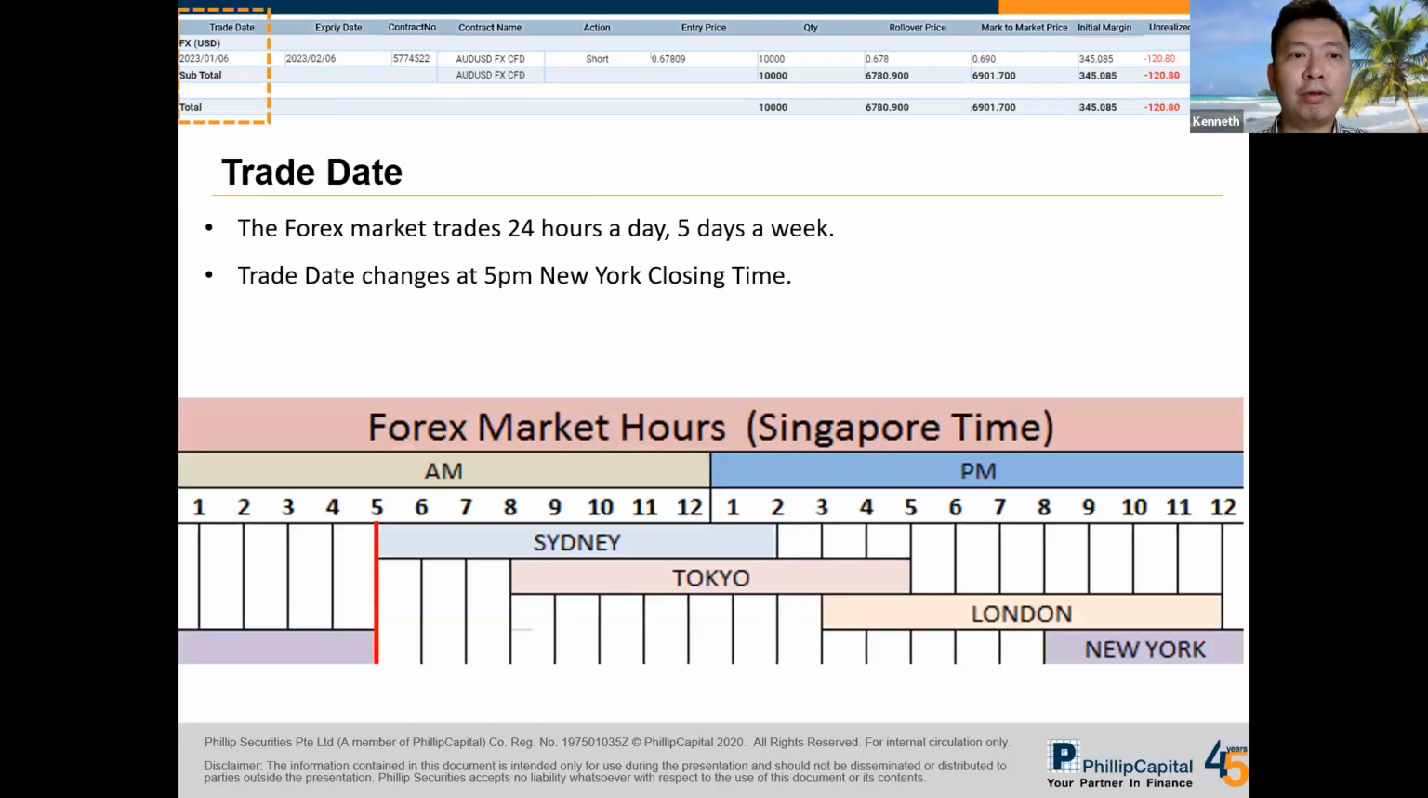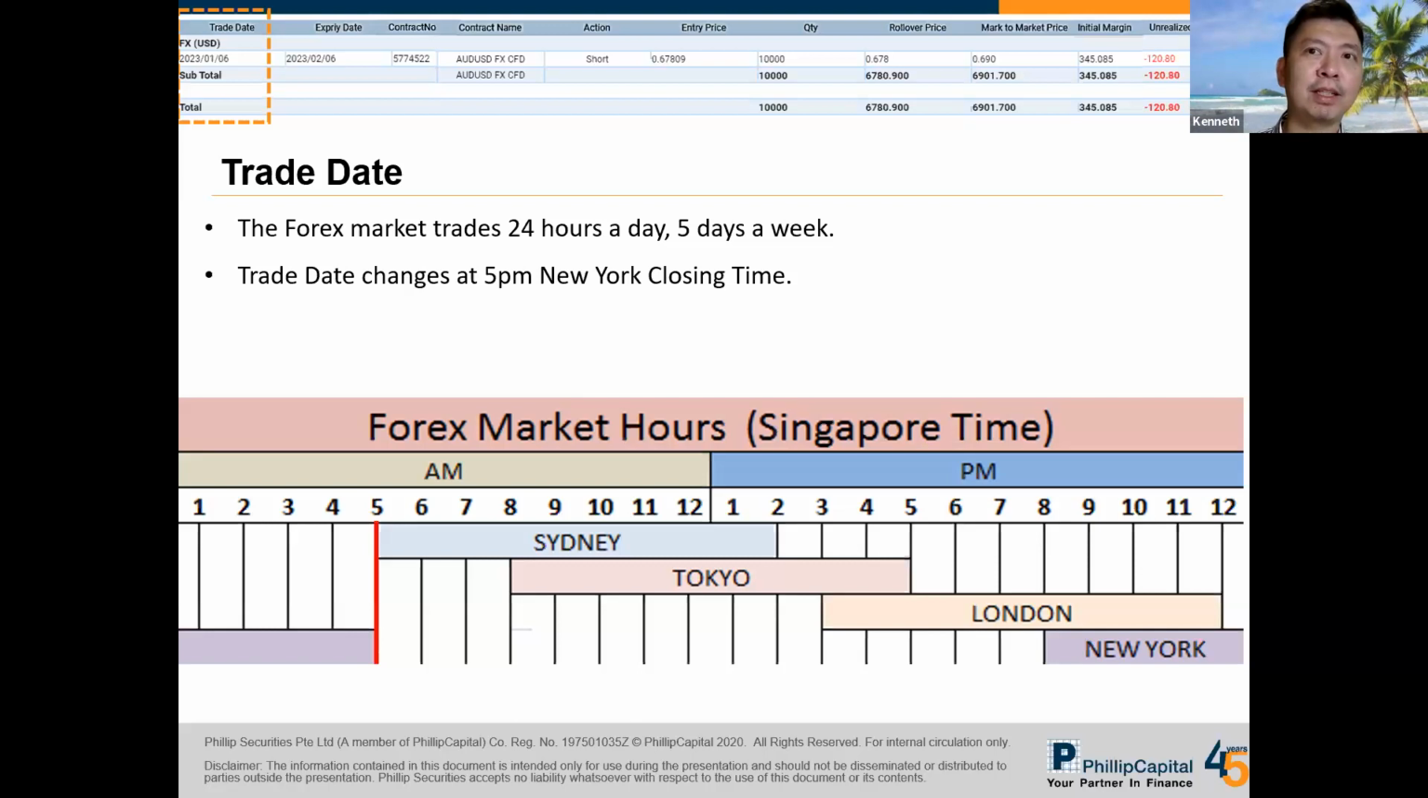Now, referring to the first component called trade date. As we mentioned, FX markets trade 24 hours, but each country's day could be different. So over many years, the FX market has established a convention. Remember, in the past, the US dollar is always the king. So the trade date shown on your statement will always follow an end of day trade date, and this actually follows 5 p.m.